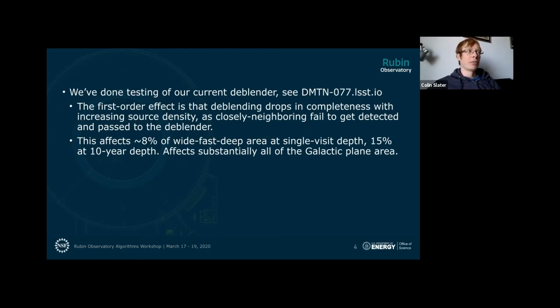At roughly single epoch depth, 24.5-ish, say, this affects about 8% of the wide fast deep area, where we would start to lose completeness. And if you think about the full survey depth, it goes up to about 15% of that wide fast deep area. As you can guess, this affects substantially all of the galactic plane itself.